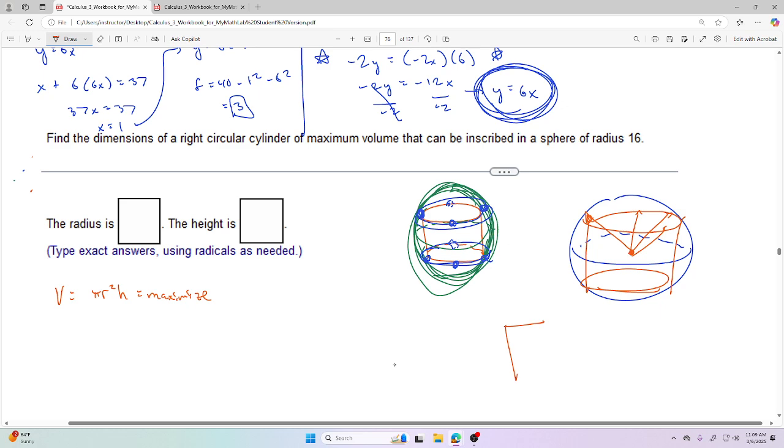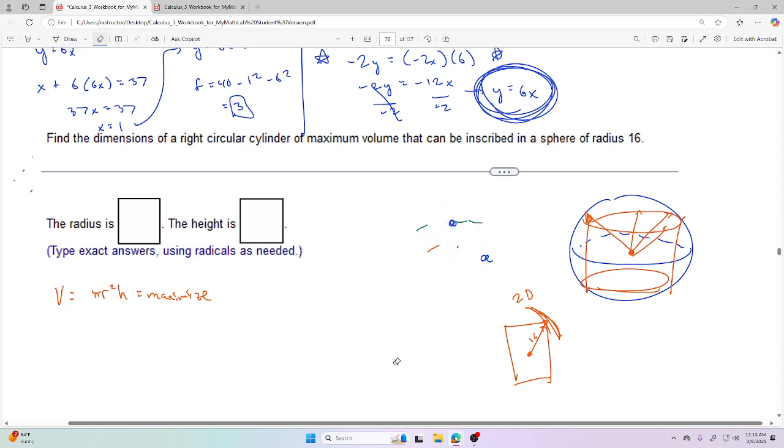So if I made it in 2D, I'm saying from the center out to a corner, this should be 16. Are you in agreement with that? Because that's where the sphere is going to be touching, and that's this radius of 16. So opposing corners. So then in 2D, how would I actually make that equation?